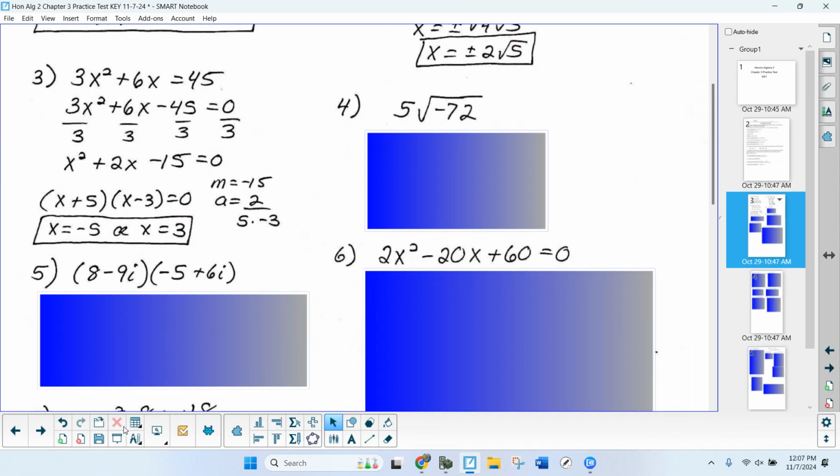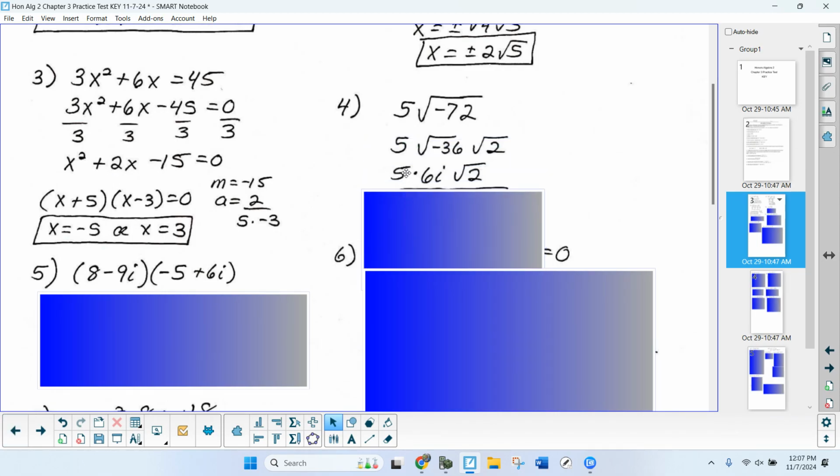So number 4 just said simplify. So you had to simplify this. And what'd you do? So we had to reduce the negative 72. So it was a perfect square. So reduce it to negative 36 and 2. And then you have to take out, if you square root of negative 36, you get 6i square root of 2. Multiply that by 5, you get 30i square root of 2.